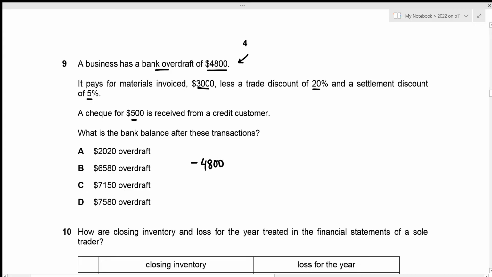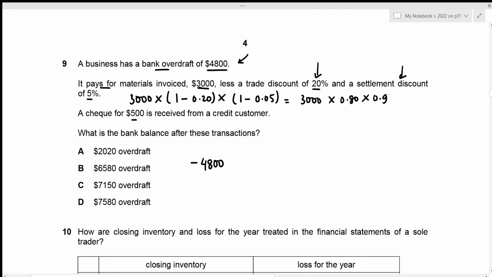Then we paid for the materials. So let's figure out the total paid amount. We paid 3,000 after receiving a trade discount of 20%, which means that we discounted. So that's 1 minus 20%, which can be written down as 0.20. And again, we got a settlement discount of 5%. Again, that is a discount. So that's 1 minus 5%, which you can write down as 0.05. So that is just 3,000 times 80%, which is 0.80, times 95%, which is 0.95. So the total amount paid for materials invoiced is 3,000 times 0.80 times 0.95, which is 2,280.